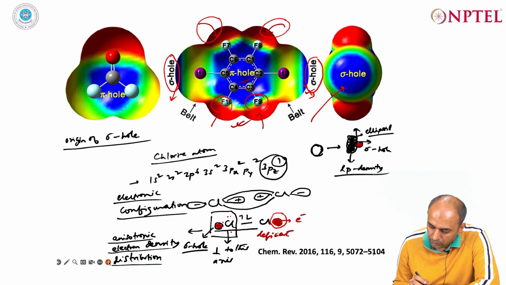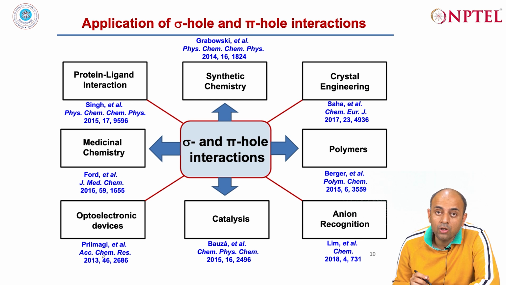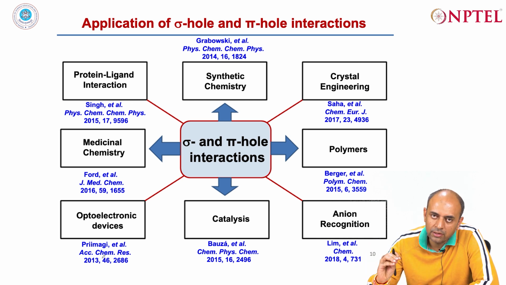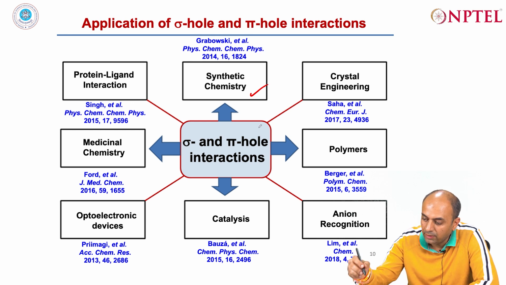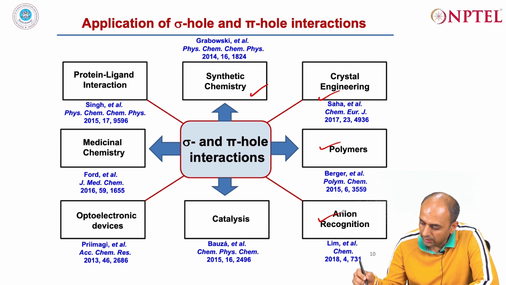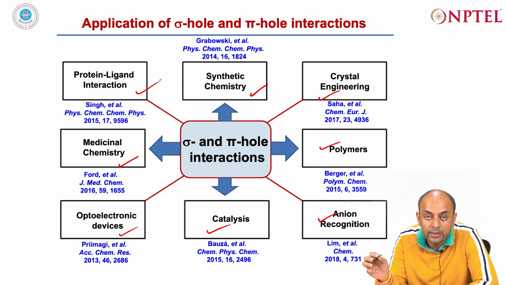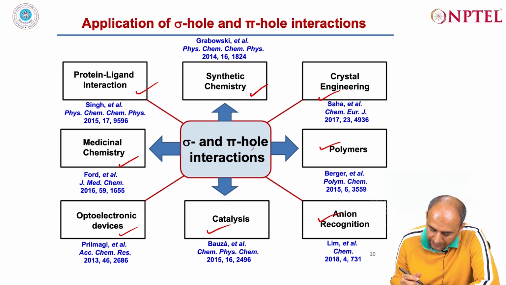So overall we can now talk about the applications of sigma hole and pi hole interactions, and there are many applications. I just wanted to give you a flavor that whatever we are studying in this course, supramolecular chemistry, has got very important applications in diverse fields of chemistry. For example, synthetic chemistry, the role of sigma and pi hole interactions is very relevant. Crystal engineering, polymers, anion recognition, catalysis, optoelectronic devices, medicinal chemistry, protein ligand interactions, all these fields have got relevance of sigma and pi hole driven interactions.